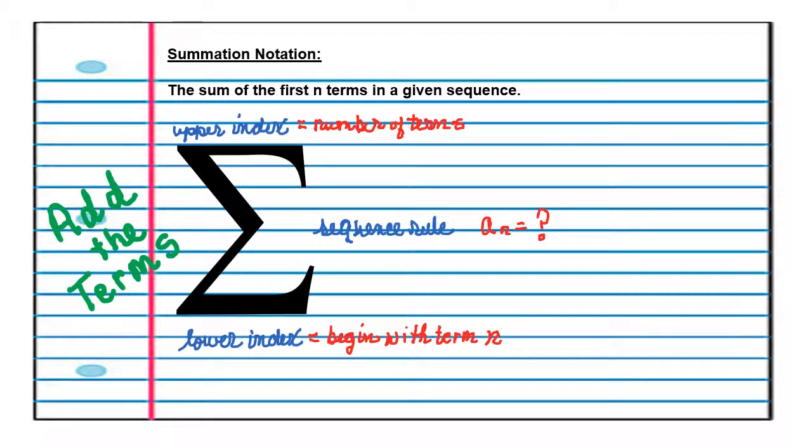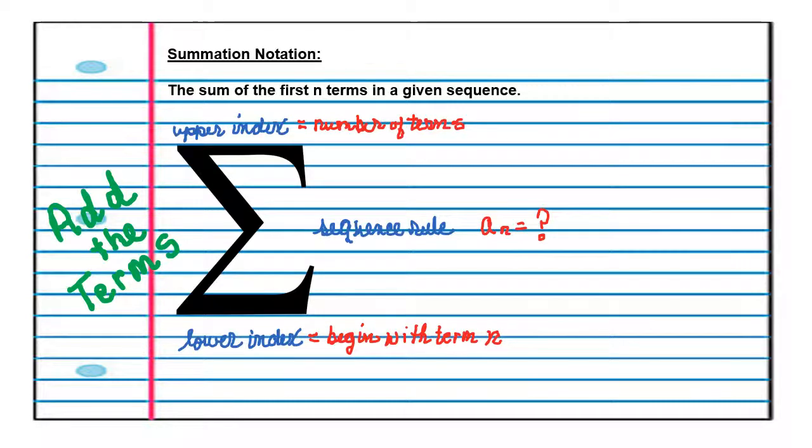Summation notation. It's the sum of the first so many terms in a given sequence. The upper index, or the number at the top of the cute little sigma here, is the number of terms. How many terms do we want you to add together? So if it says 5, we want you to take those 5 terms and add them together. The lower index is notifying you that you begin with a certain term. It may say n equals 1, so you're going to start with 1 and work through the amount given up above.